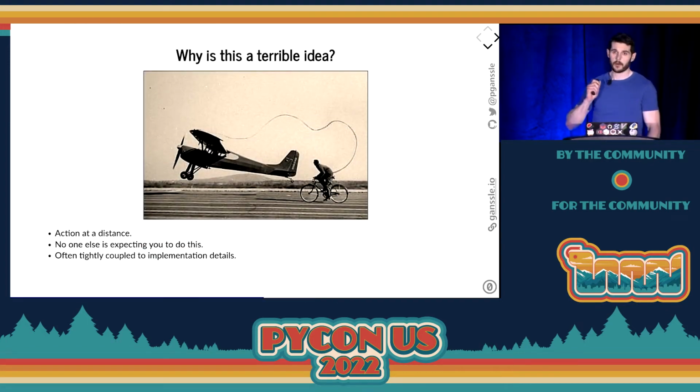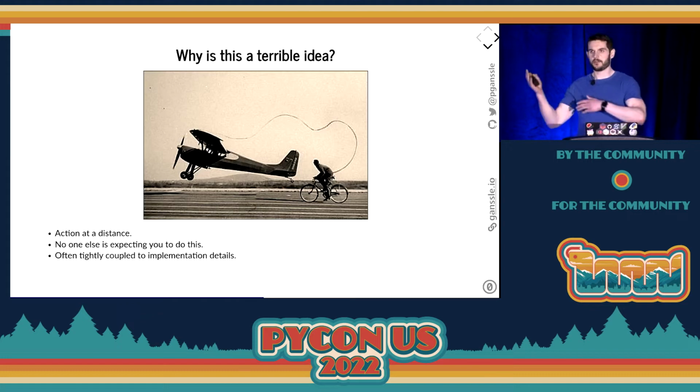So now we're going to move on to why this is a terrible idea. Most of these strategies at this point are kind of terrible ideas, so there's going to be large sections like this. So one problem is this is sort of action at a distance. I mean, it should be obvious, right? You're dynamically modifying code. No one is really expecting you to do this, right?